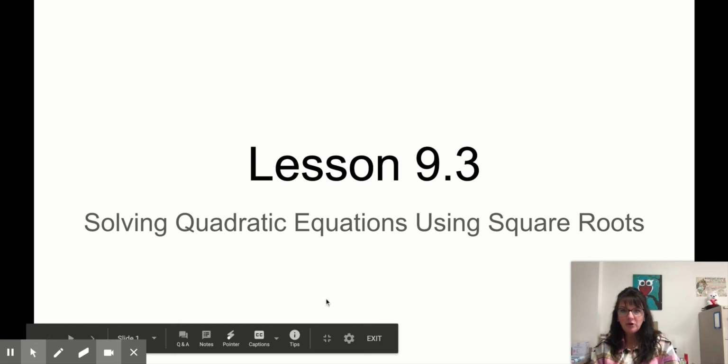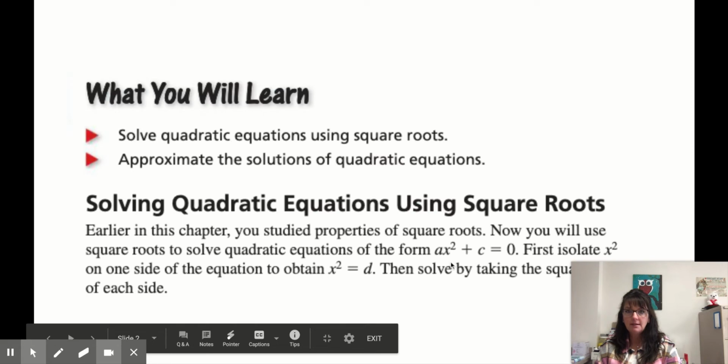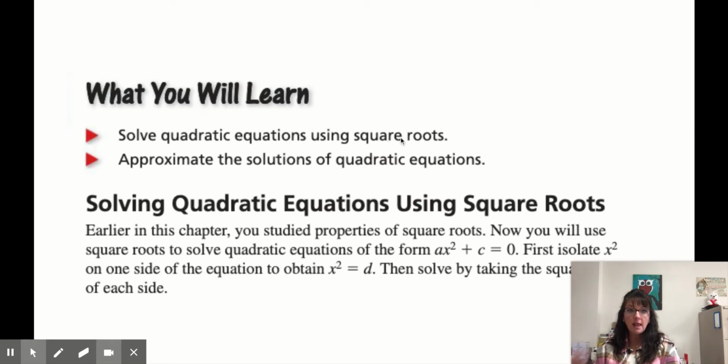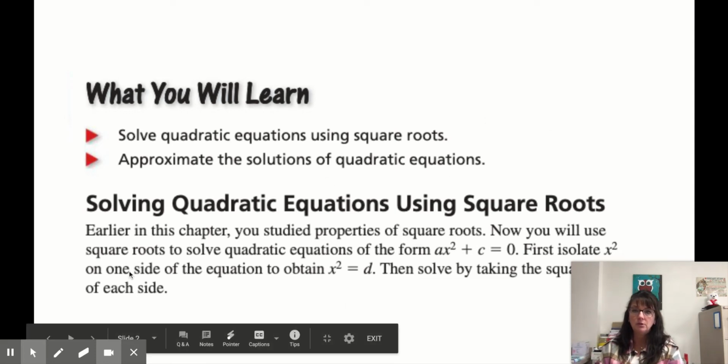All right, lesson 9.3, we're going to be solving some quadratic equations using square roots. So we'll solve the quadratic equations using square roots, and we've been working a lot with simplifying radicals and square roots. Then we'll approximate some solutions. We've also had a little bit of experience with rounding to hundredths, tenths, whatever place we want to round to.